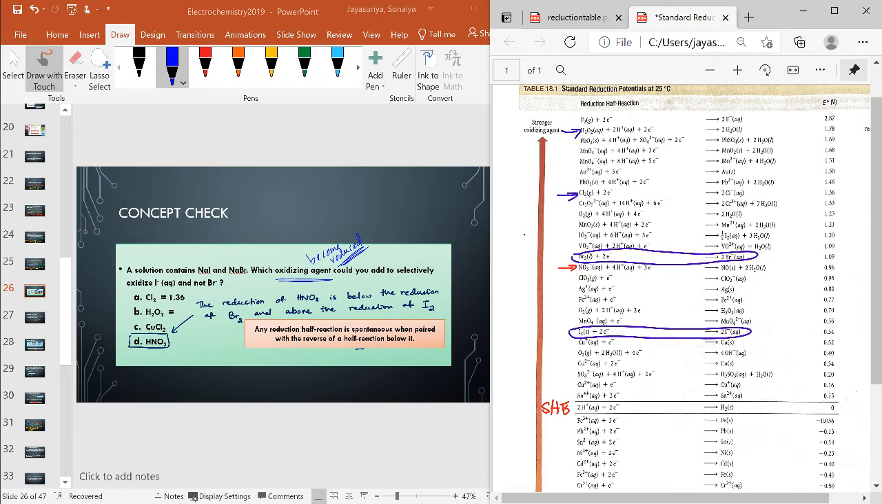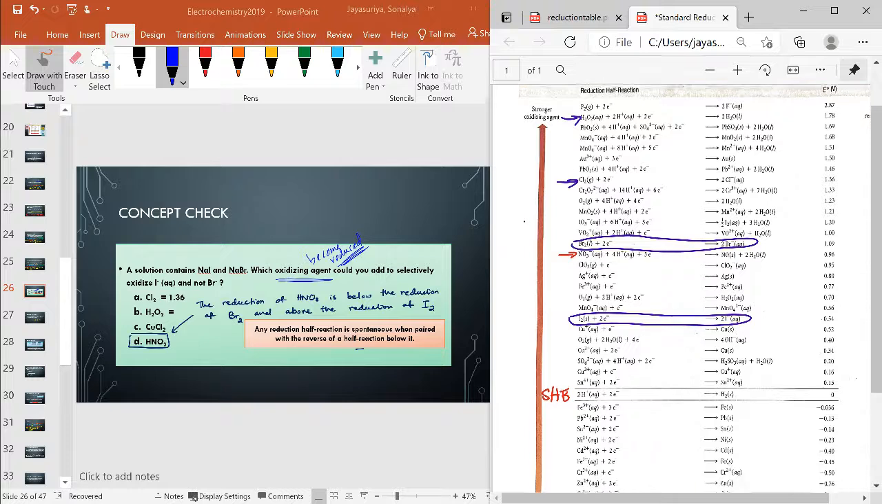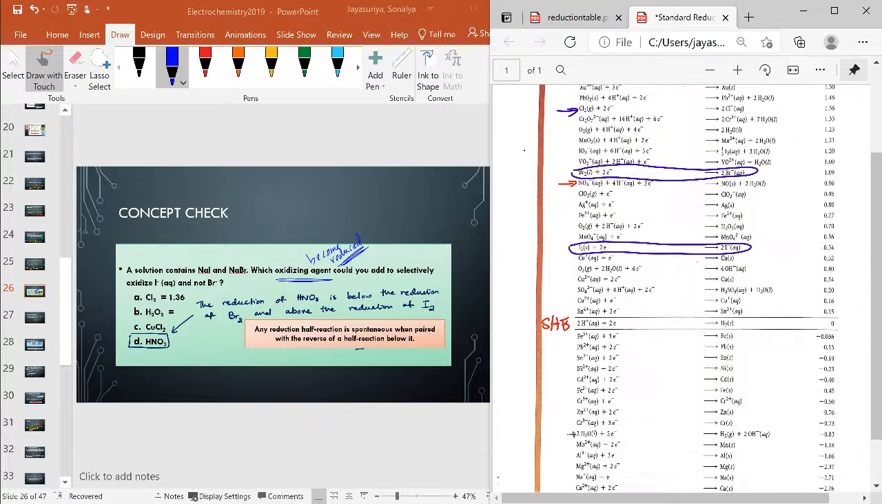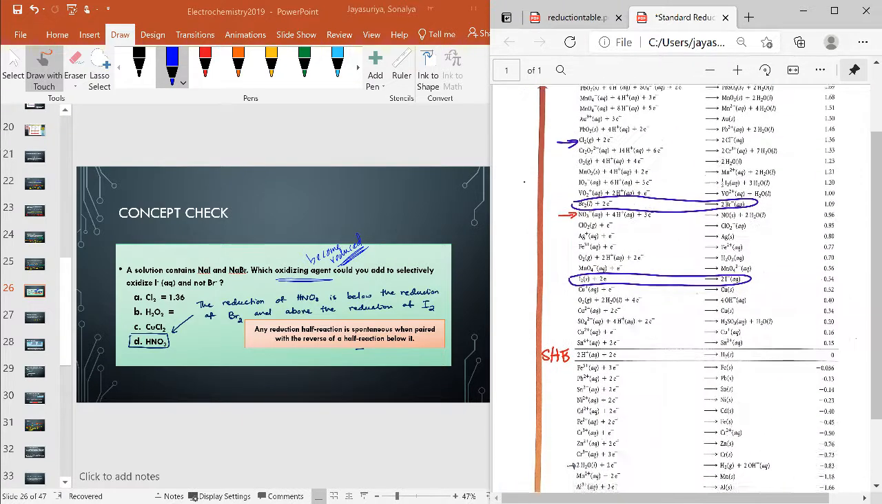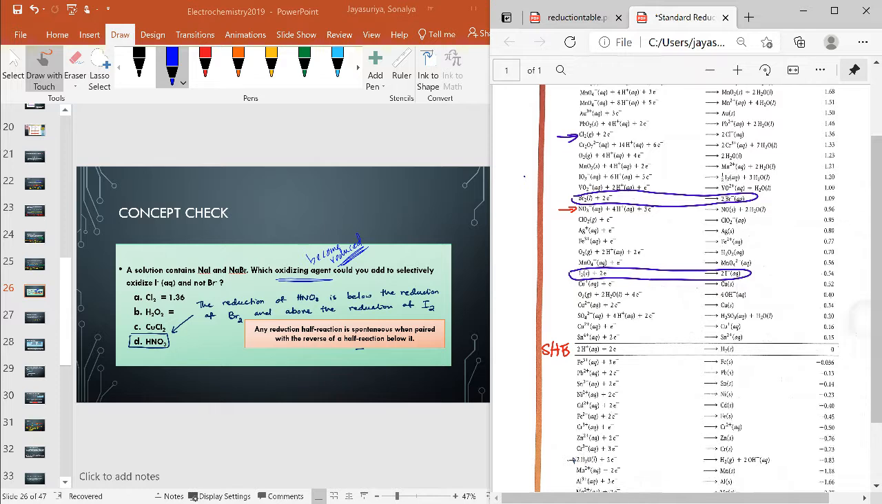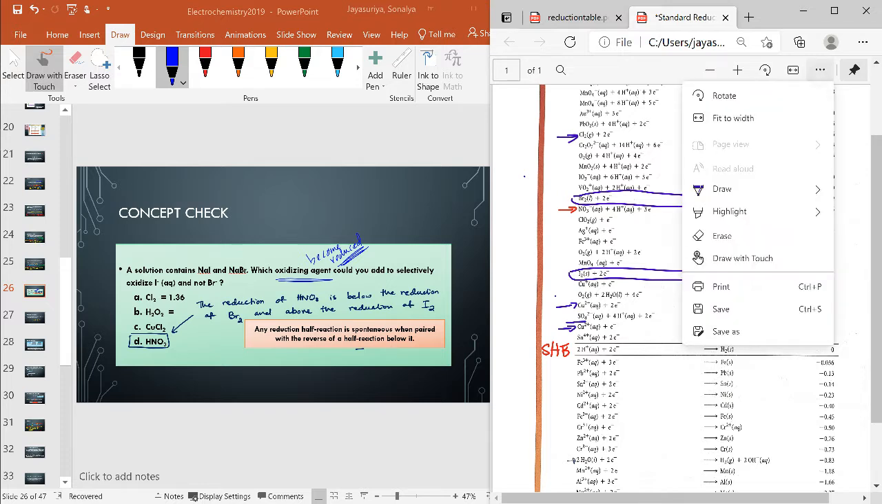And then copper chloride. It's not the chloride. Let's find copper. Okay, so copper is below. Chloride is not going to do anything there. Copper chloride contains chloride ions, but it's actually the copper. Copper can't do anything to either iodine or bromine, because this is copper 2, and copper 2 is below both of them. So that is not an answer either.